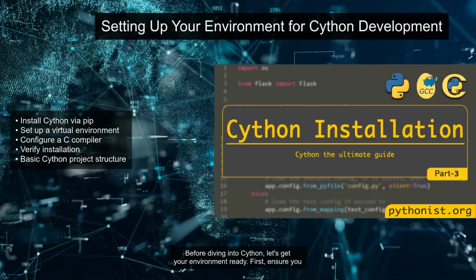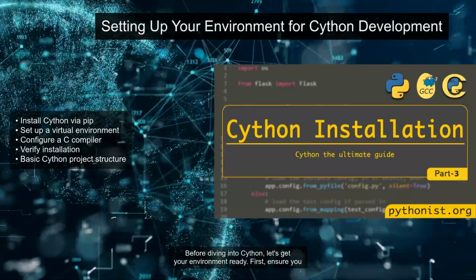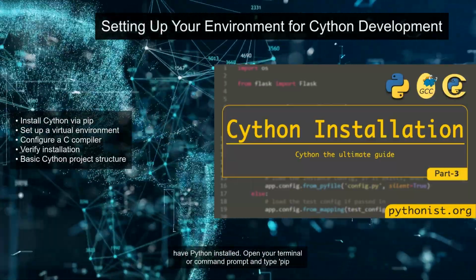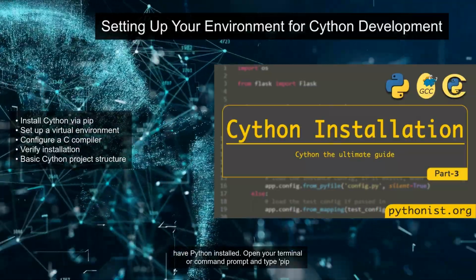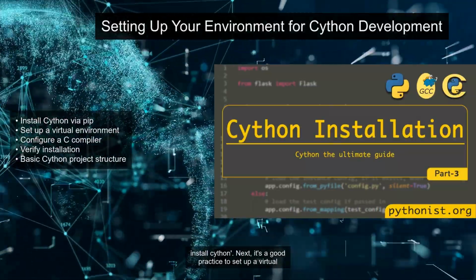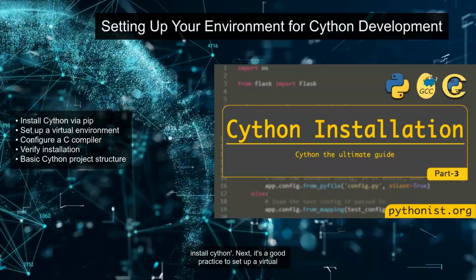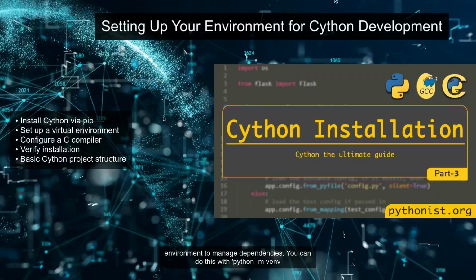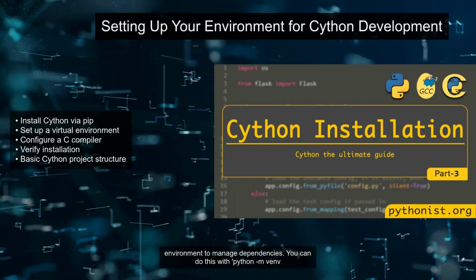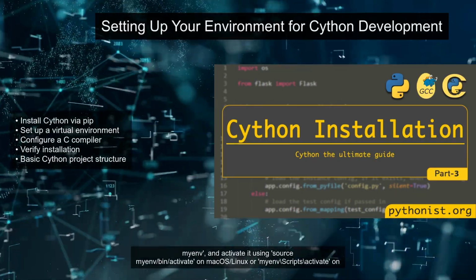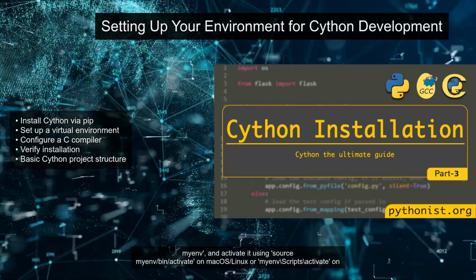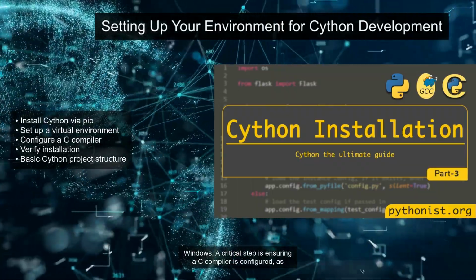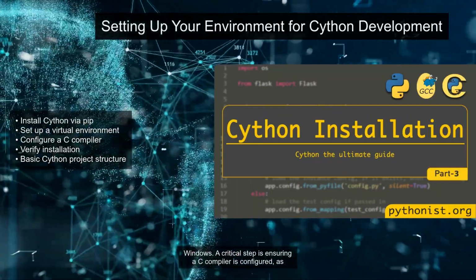Before diving into Cython, let's get your environment ready. First, ensure you have Python installed. Open your terminal or command prompt and type pip install Cython. Next, it's a good practice to set up a virtual environment to manage dependencies. You can do this with python -m venv myenv, and activate it using source myenv/bin/activate on macOS or Linux, or myenv/Scripts/activate on Windows. A critical step is ensuring a C compiler is configured.